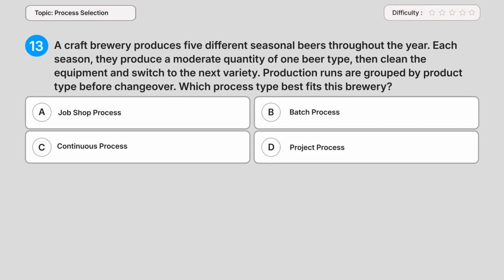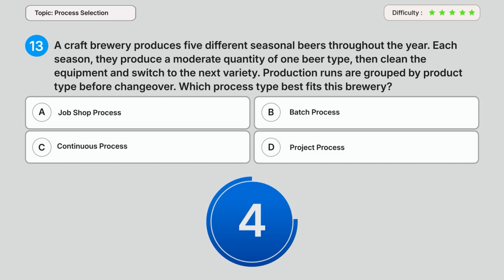13. A craft brewery produces 5 different seasonal beers throughout the year. Each season they produce a moderate quantity of one beer type, then clean the equipment and switch to the next variety. Production runs are grouped by product type before changeover. Which process type best fits this brewery? A. Job shop process. B. Batch process. C. Continuous process. D. Project process.